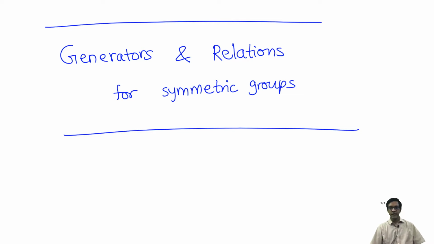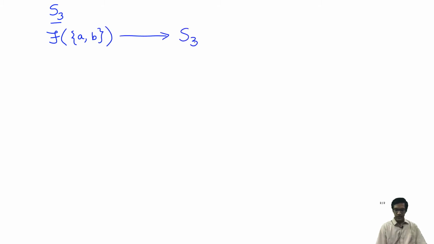Let's talk about generators and relations for symmetric groups. We've already done an instance of this in the previous problem session when we looked at the symmetric group S3. Recall, we said that there exists a surjective homomorphism from the free group on two generators to S3. We constructed such a map.